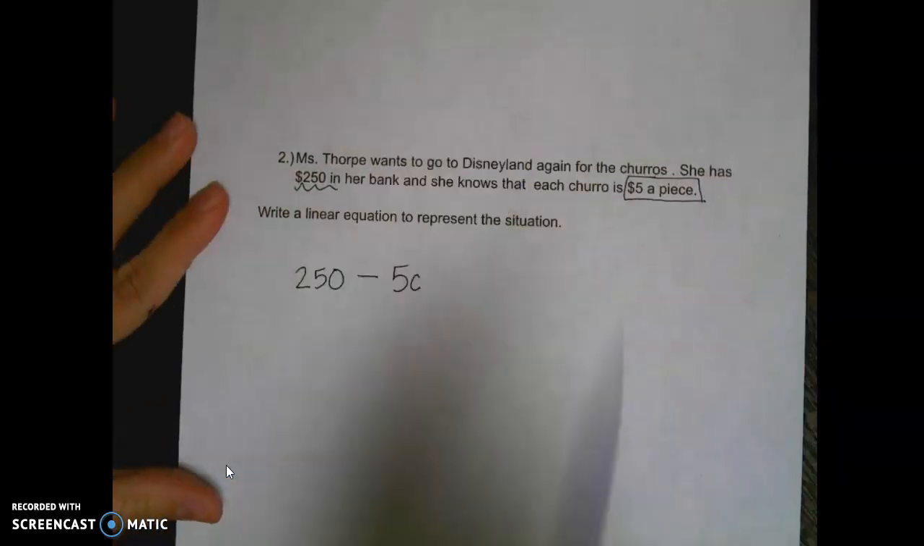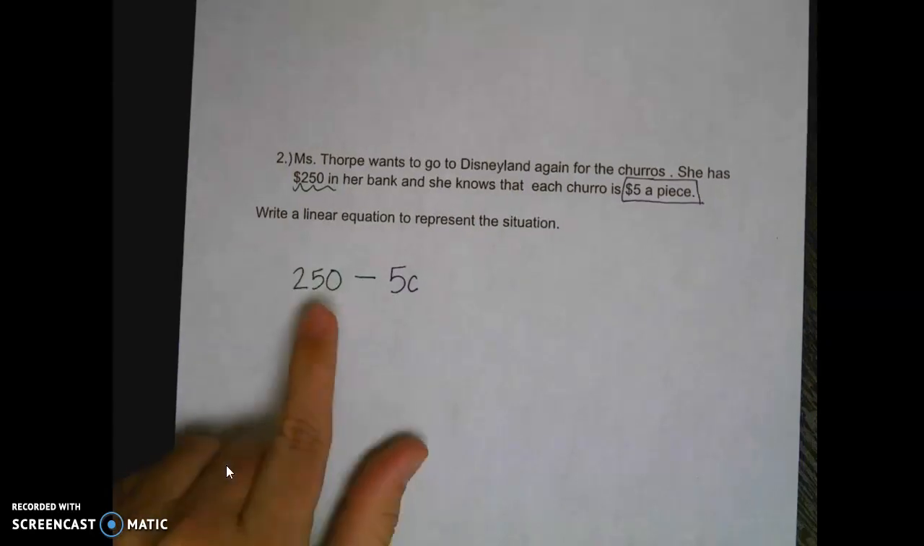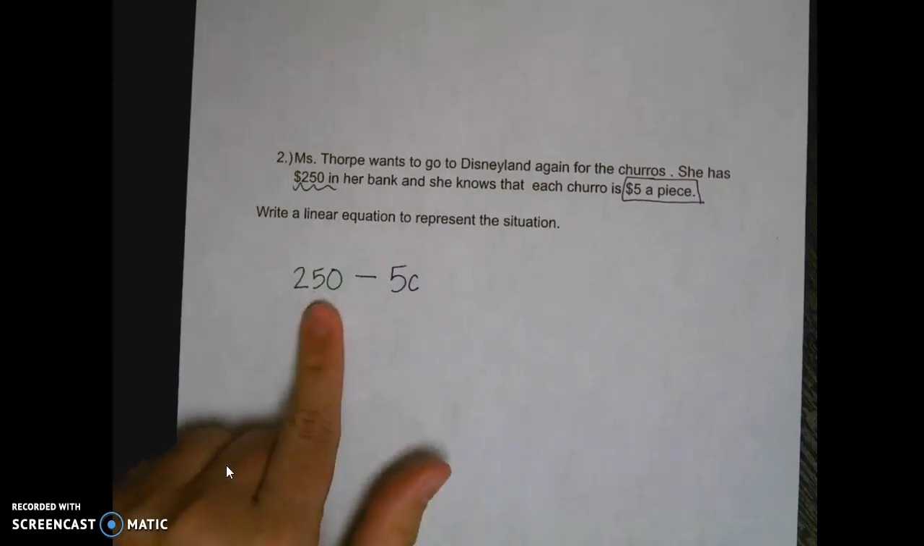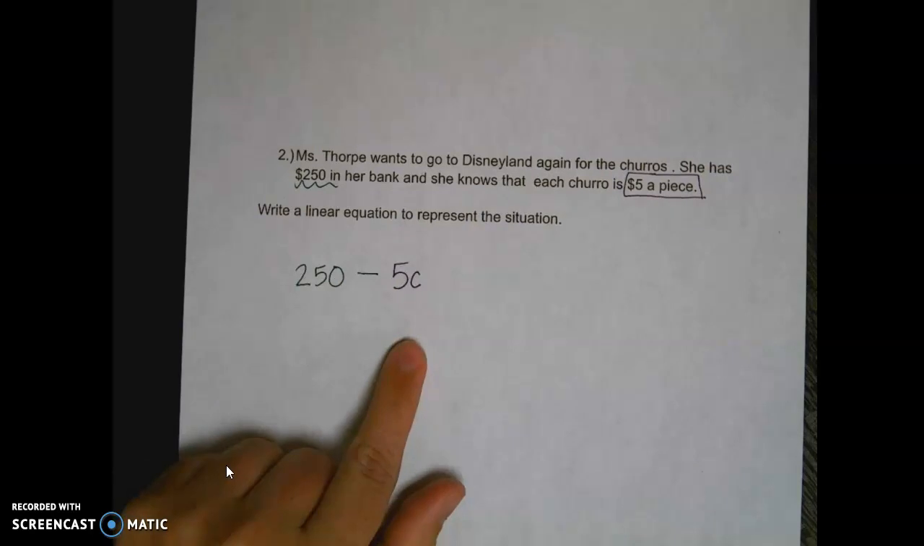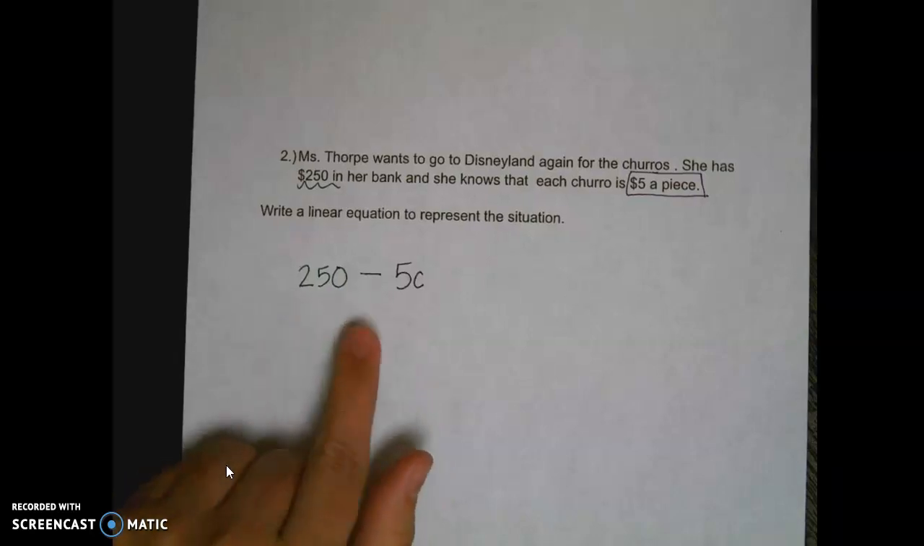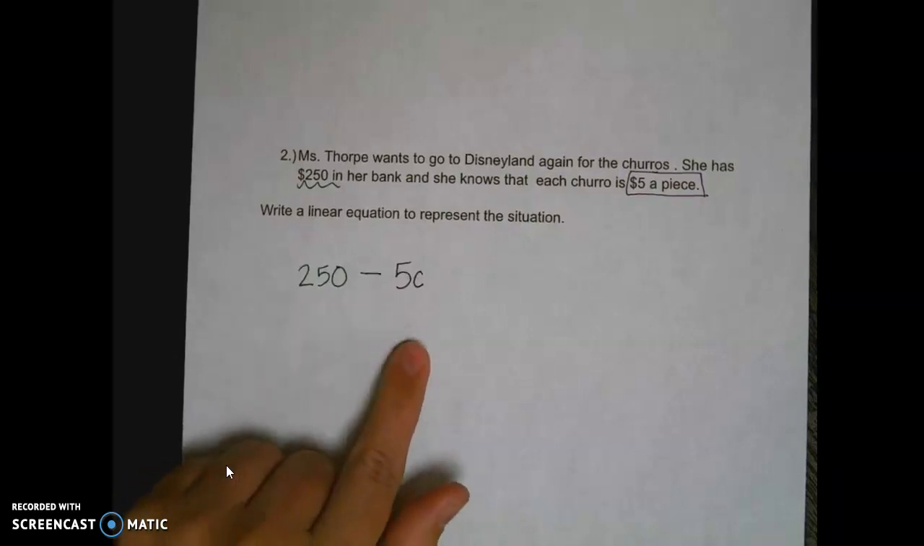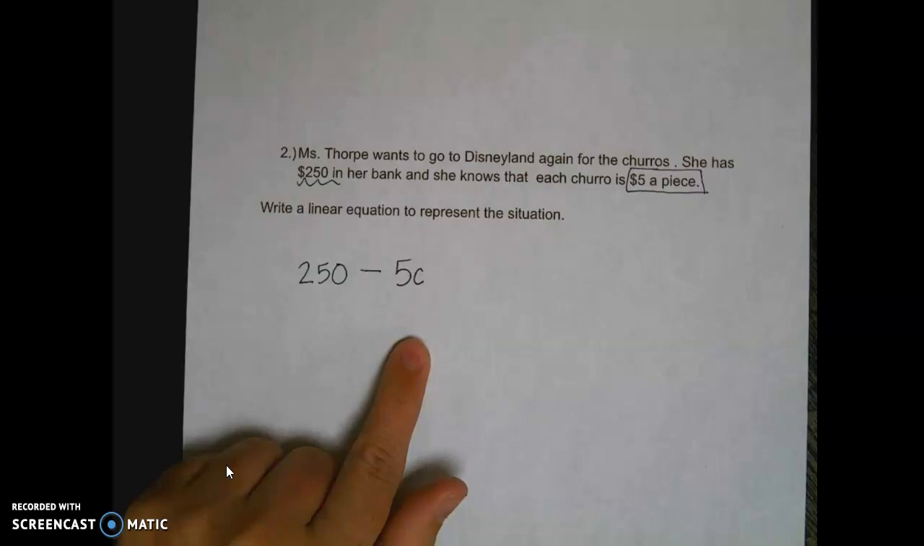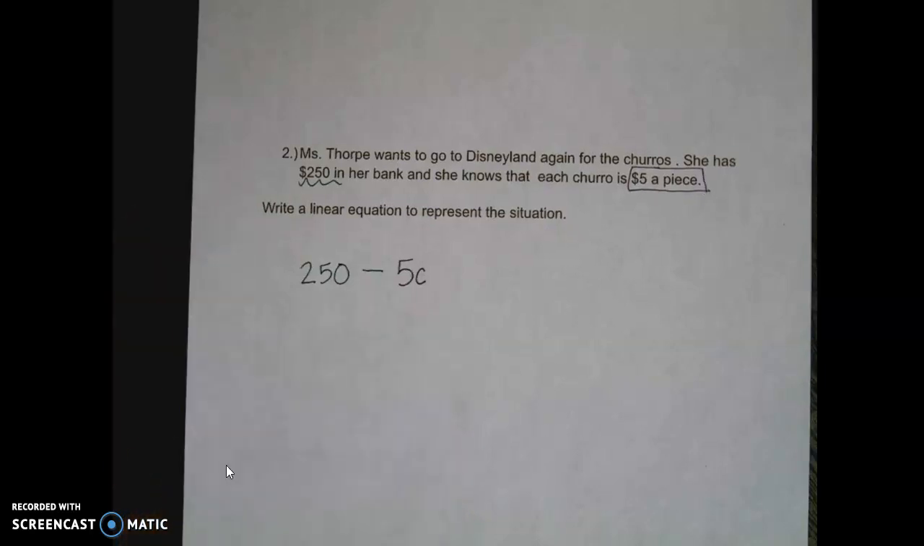The reason why is because I have $250 in my bank, and each time I buy a churro, I'm losing $5 of my money in the bank. I'm not gaining money. If I was, that would be amazing for buying a churro and gaining $5. But it's going to be $250 minus 5C. C is for churro. Let's try our next two.